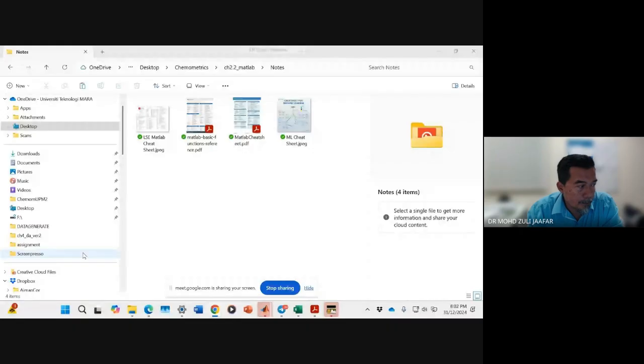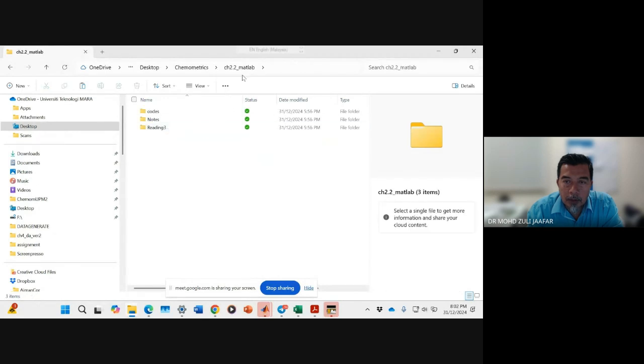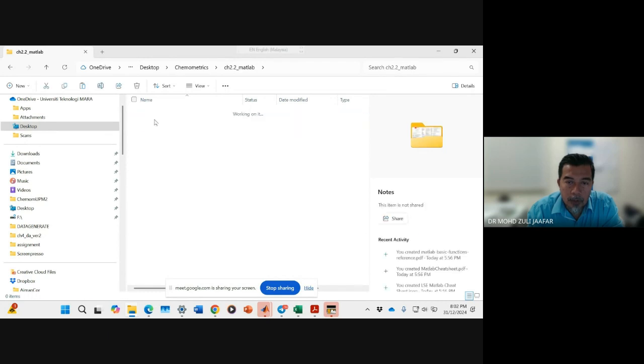I will share my screen. If you look at the chemometrics folder under CH2.2, there is a MATLAB folder, and I put one folder with the name notes here. You double click on it.